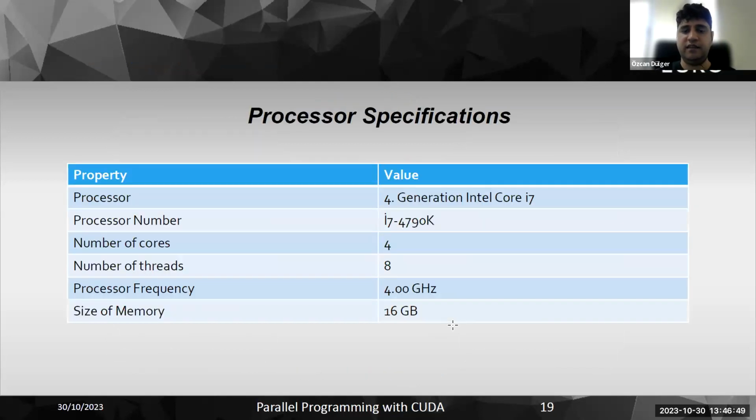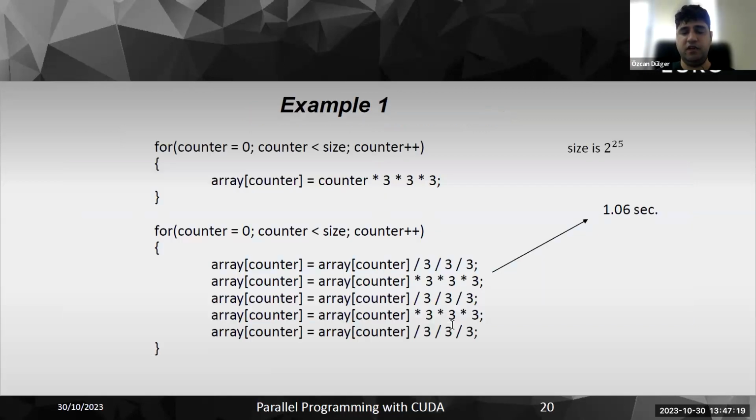Before showing examples, I would like to show you the specifications of the processor that I used in the examples. This is a 4th generation Intel Core i7, and it has 4 cores, its frequency is 4 gigahertz, and the size of its memory is 16 gigabytes. So we have 4 physical cores in this processor. Let's start with the examples about OpenMP and continue with CUDA.